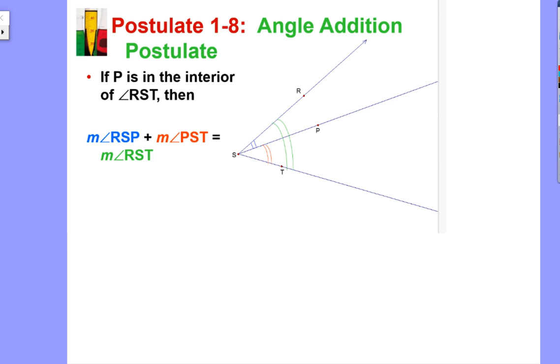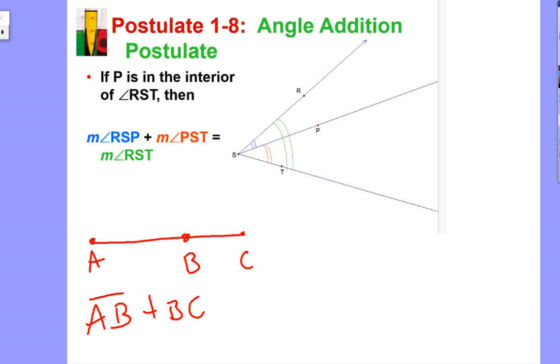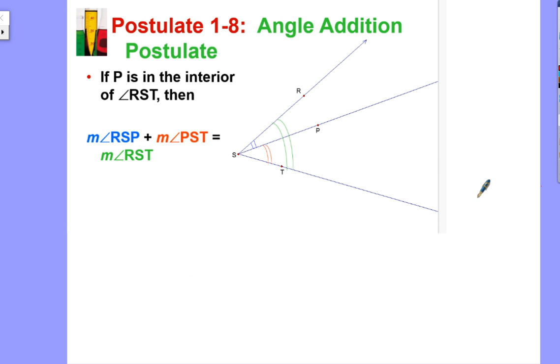Just to recap, the segment addition postulate simply said that if I have a segment, we'll call it segment AC, and there's some point in between, B, then AB plus BC will equal AC. That's what our segment addition postulate tells us. Well, the angle addition postulate is, in a sense, the same thing.